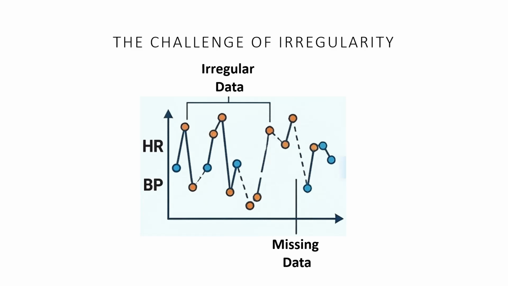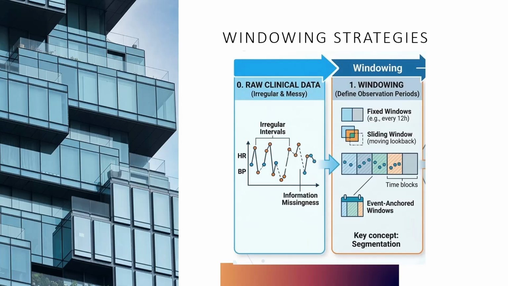This leads to two critical problems: variable intervals between readings and large blocks of missing data. If a lab test is not ordered, it isn't just a blank spot in the data, it means the clinician deemed the patient stable enough not to need it. And we must account for this in the clinical context.